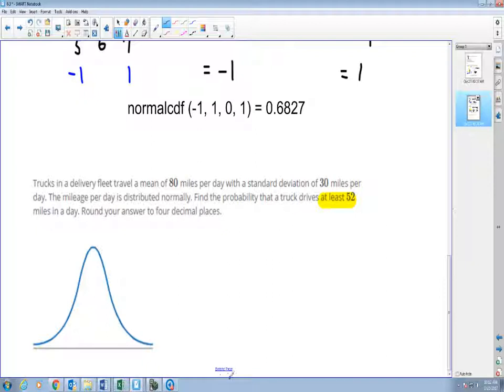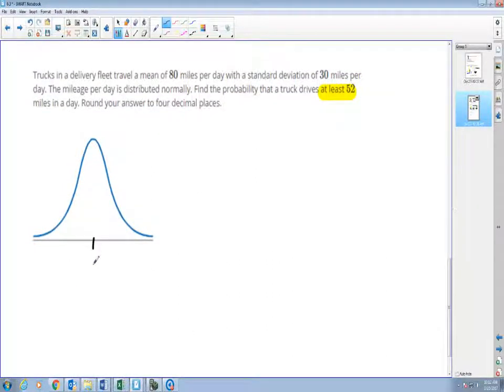So the mean is 80 miles. At least 52. The 52 is actually to the left of the mean, 80 miles. What does the word at least mean? At least 52 means 52 and more. So that means I'm looking for everything to the right. Okay, looking for everything to the right.